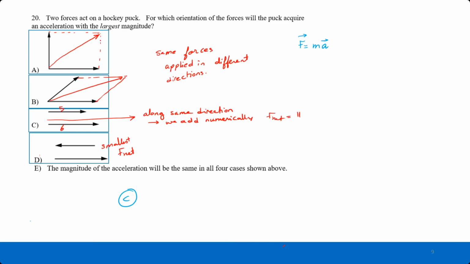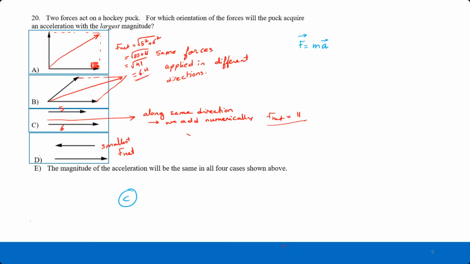In the first case, because it's a right angle, I can add these by using the Pythagorean method. I will get Fnet equal to the radical of 5 squared plus 6 squared. This is the radical of 25 plus 36, which is radical 61. If you calculate this, give me a second and I'll do that. You will get about 7.8. Notice how when you add numerically, Fnet is way larger than when you add two vectors which don't have the same direction.